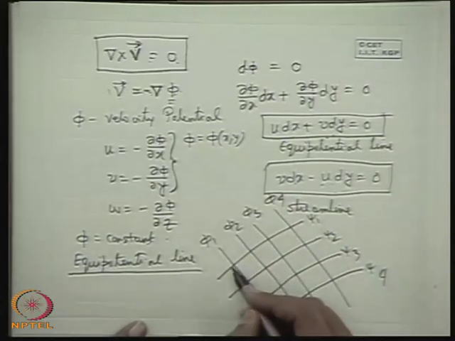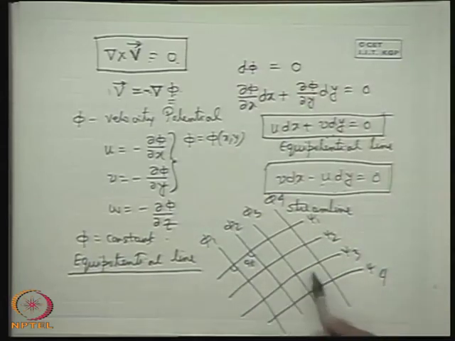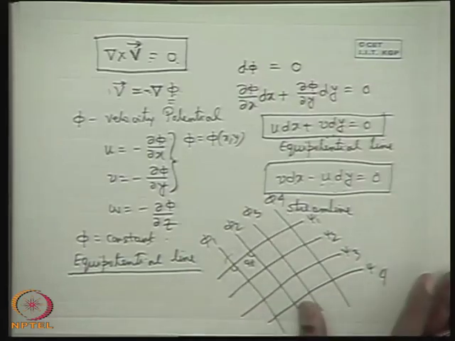phi lines. So these corners will be 90 degrees. So they mutually form an orthogonal set of trajectories. So this is the constant psi line, these are the constant phi lines.